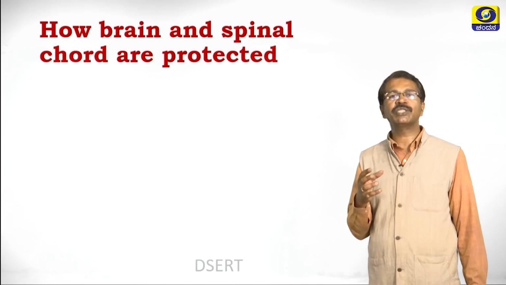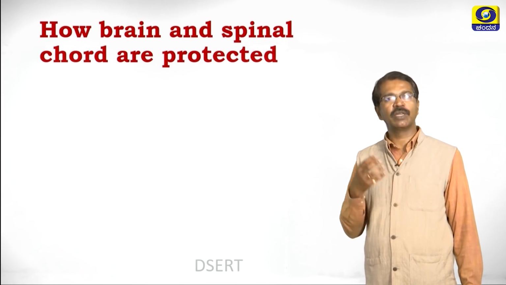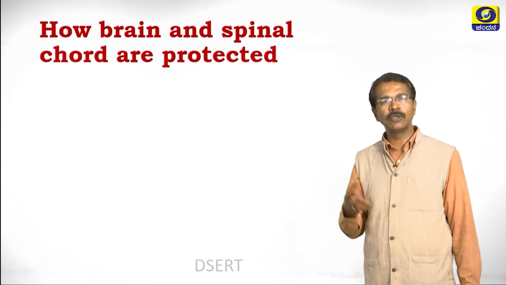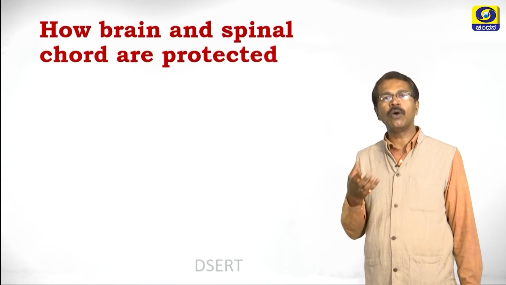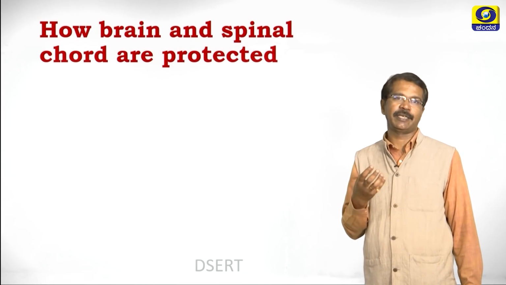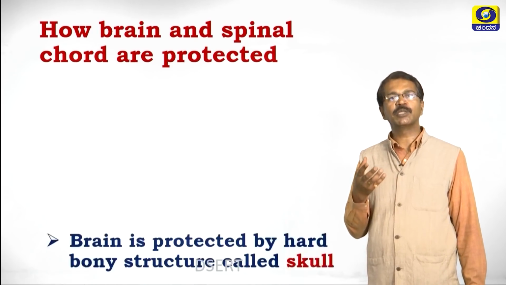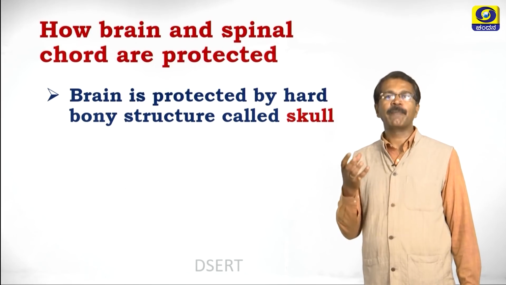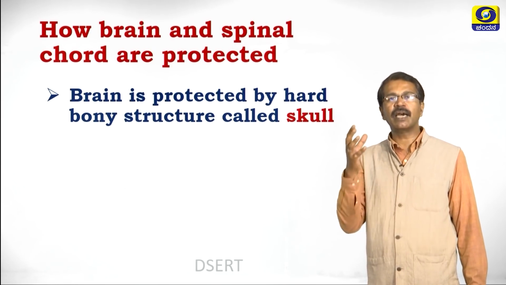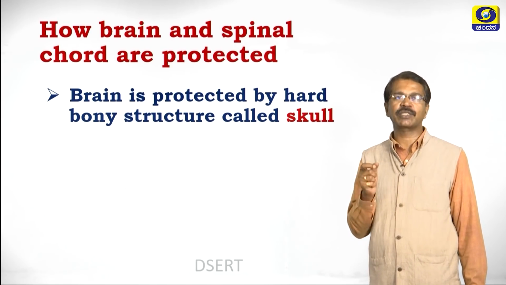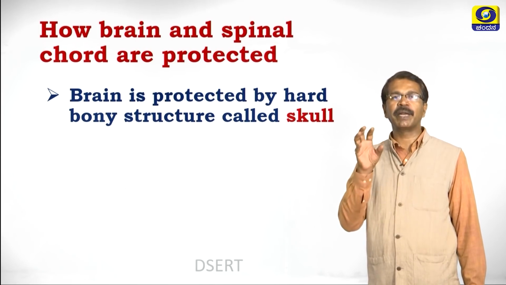Now the question: such a complex tissue, the nervous tissue, which controls all our body parts, how is this nervous tissue protected? That means how are the brain and spinal cord protected? The brain is protected by a hard bony structure called the skull. Skull is a bony structure within which the brain is located.